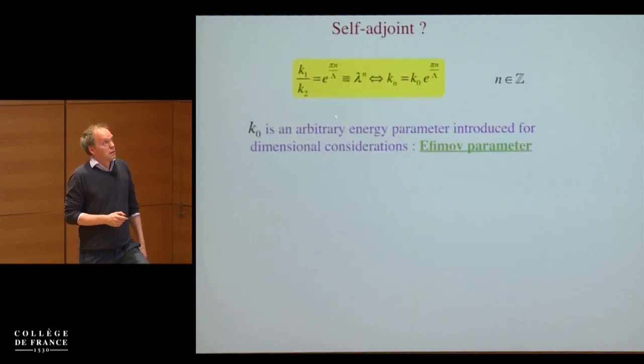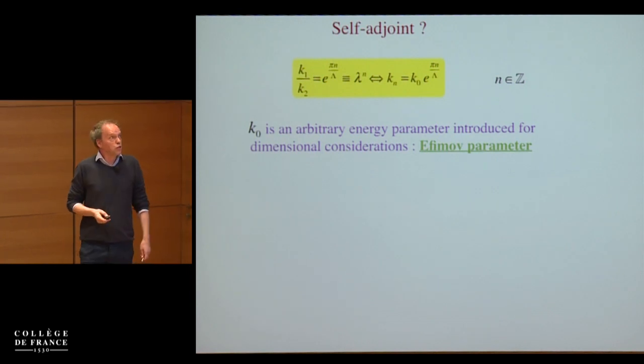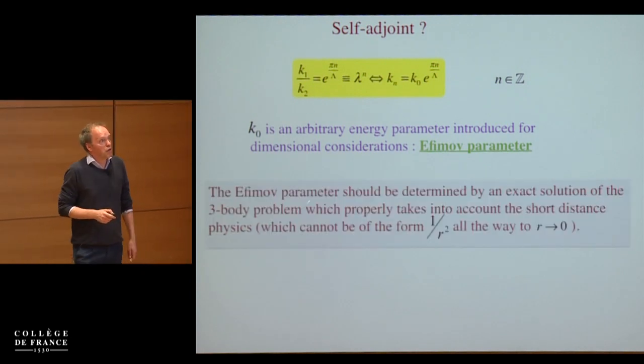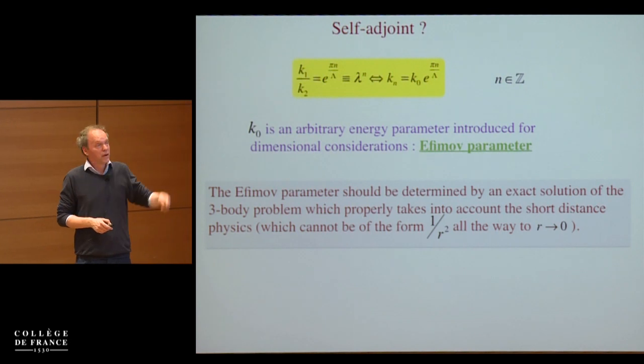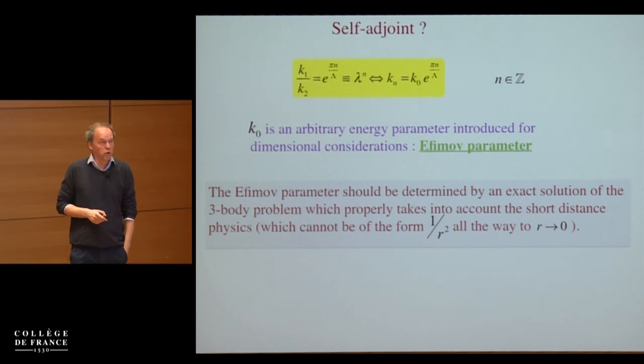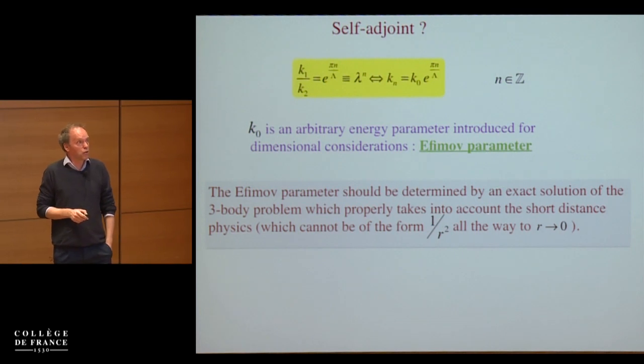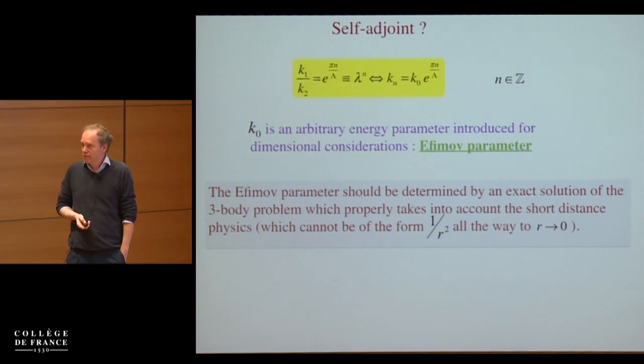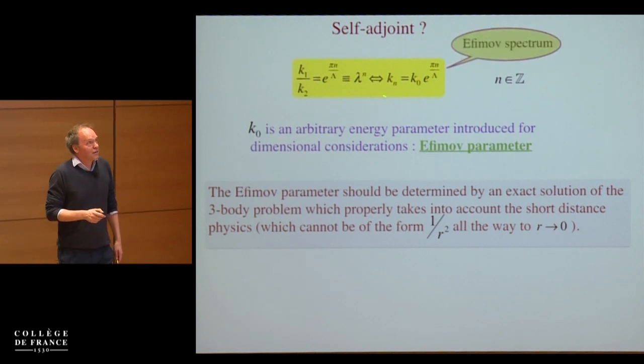So this is the meaning of self-adjoint. Now, in order to have self-adjoint extensions, the spectrum is given by this discrete spectrum. This K0 is in fact an arbitrary energy parameter introduced for dimensional consideration. This is called the Efimov parameter. And this Efimov parameter cannot be determined here, and it should be determined by an exact solution of the three-body problem, which takes into account properly the short distance physics, which cannot be 1 over r squared all the way down to 0. So this could be a nice exam problem for quantum mechanics, right? So this is called the Efimov spectrum.